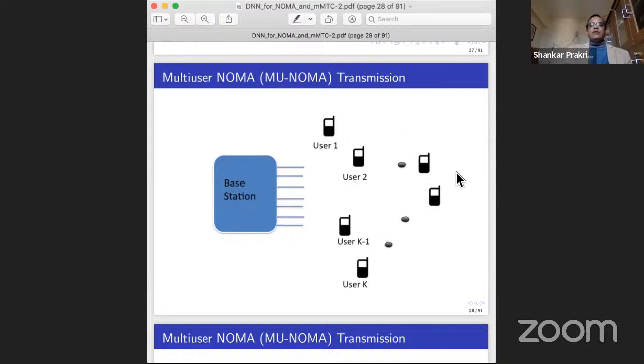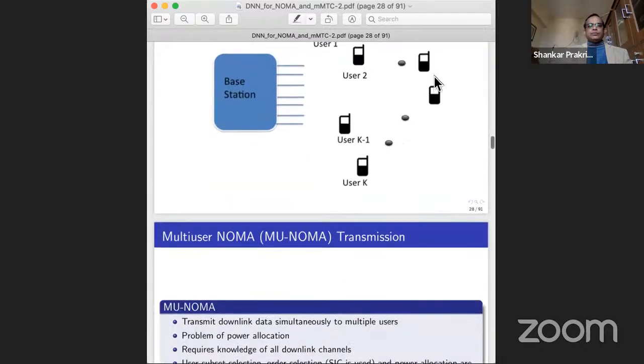Somebody has to separate the near and the far users. Classification. These things are more complicated than it looks, right? But in a practical scenario.